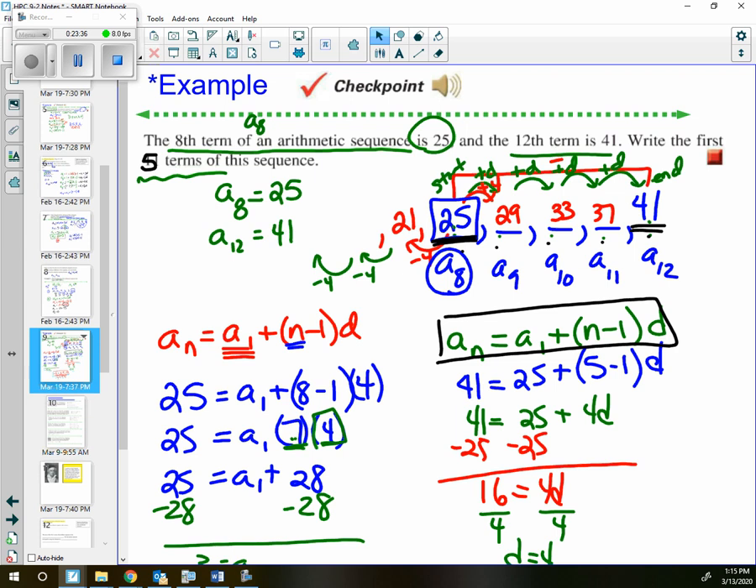All right, so big picture today. What's an arithmetic sequence? Common differences are the same for those consecutive terms. So being able to identify if something's arithmetic, find terms in an arithmetic sequence, and be able to write the rule.